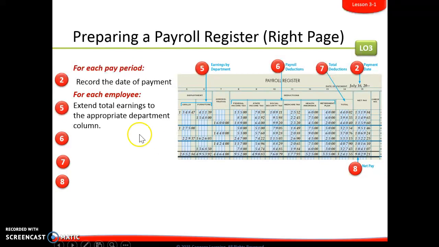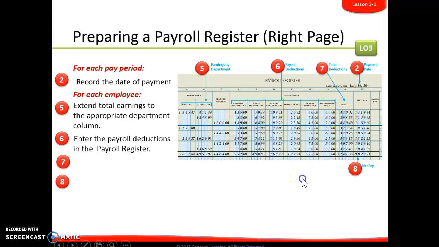We're going to extend our total earnings to the appropriate department column. So here are department columns for our earnings. Then in this section, we're going to enter in all of our deductions. So federal income tax, state income tax, Social Security, Medicare, health insurance, and the retirement plan.